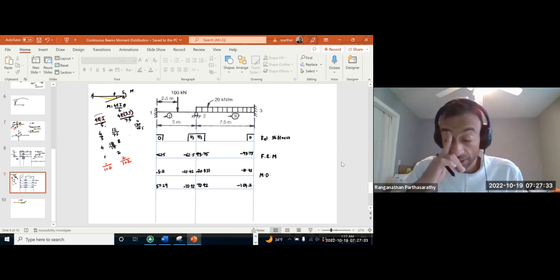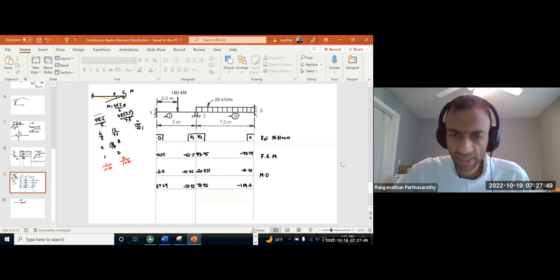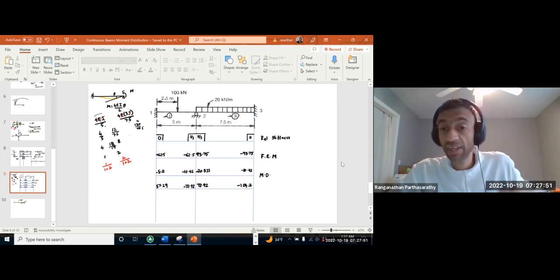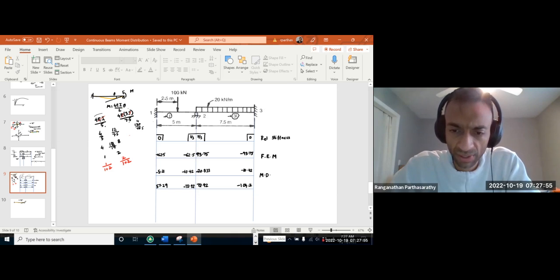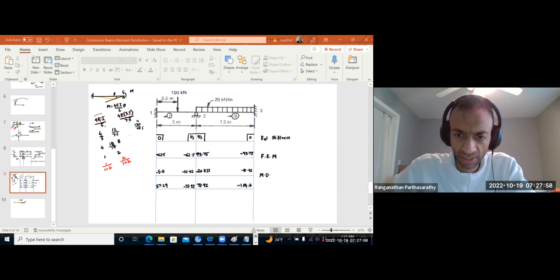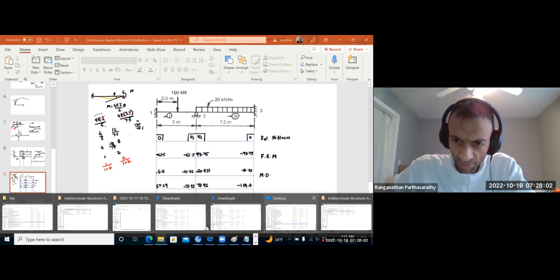So you can see the advantage of moment distribution with respect to some other methods, like maybe the matrix method, is that you don't need to solve any system of equations here. That's why it was so popular. It's still very popular, even after so many computer programs have come into the picture. So let's take one more example.